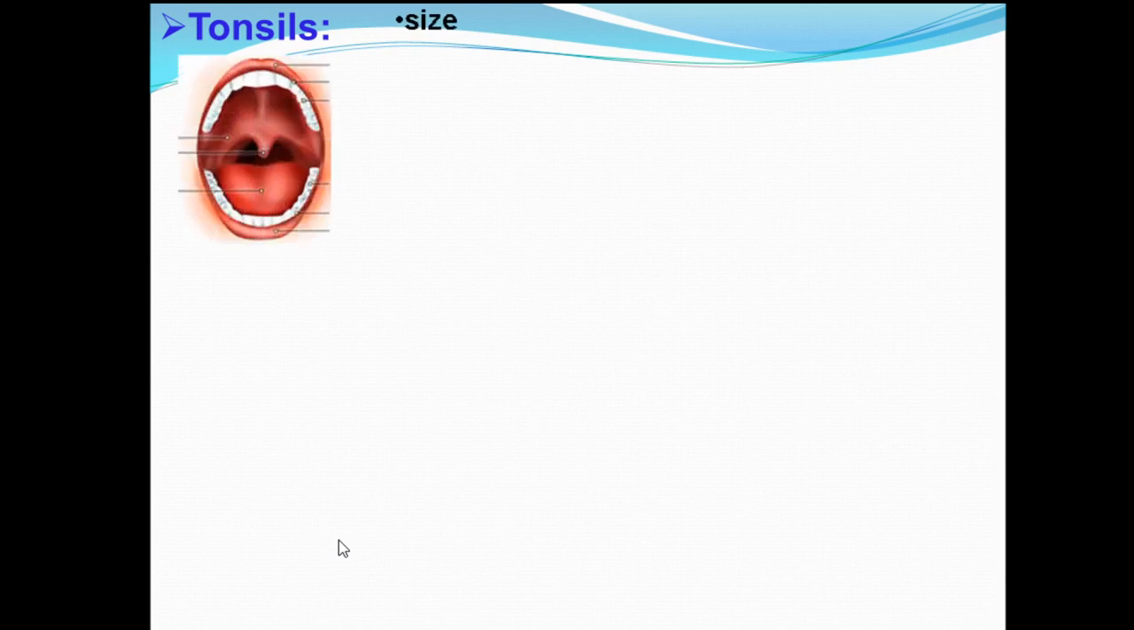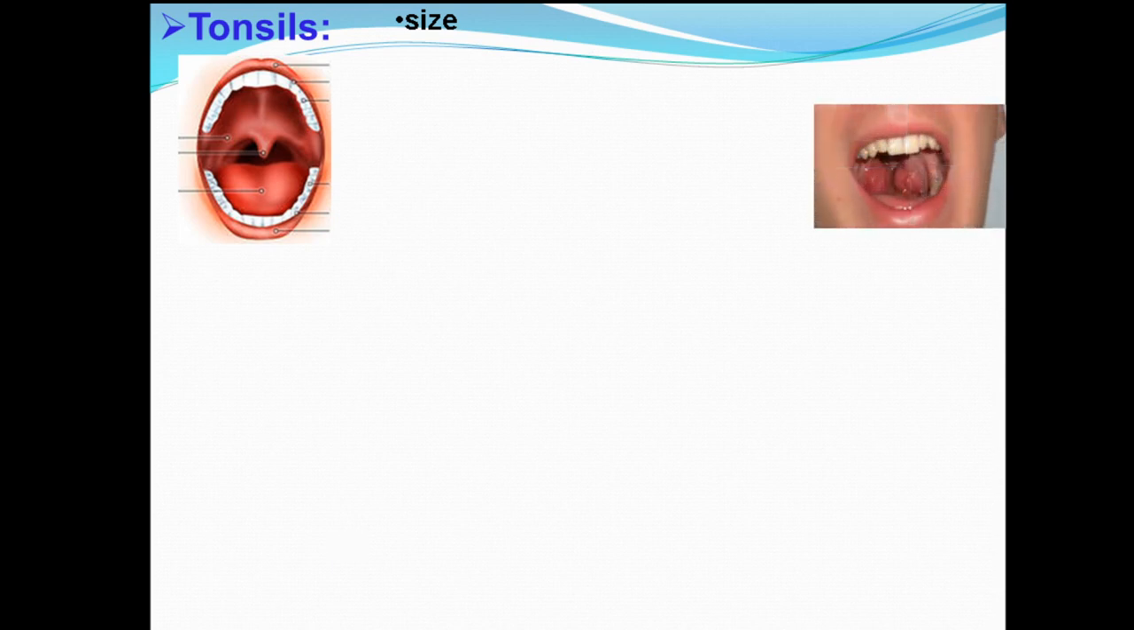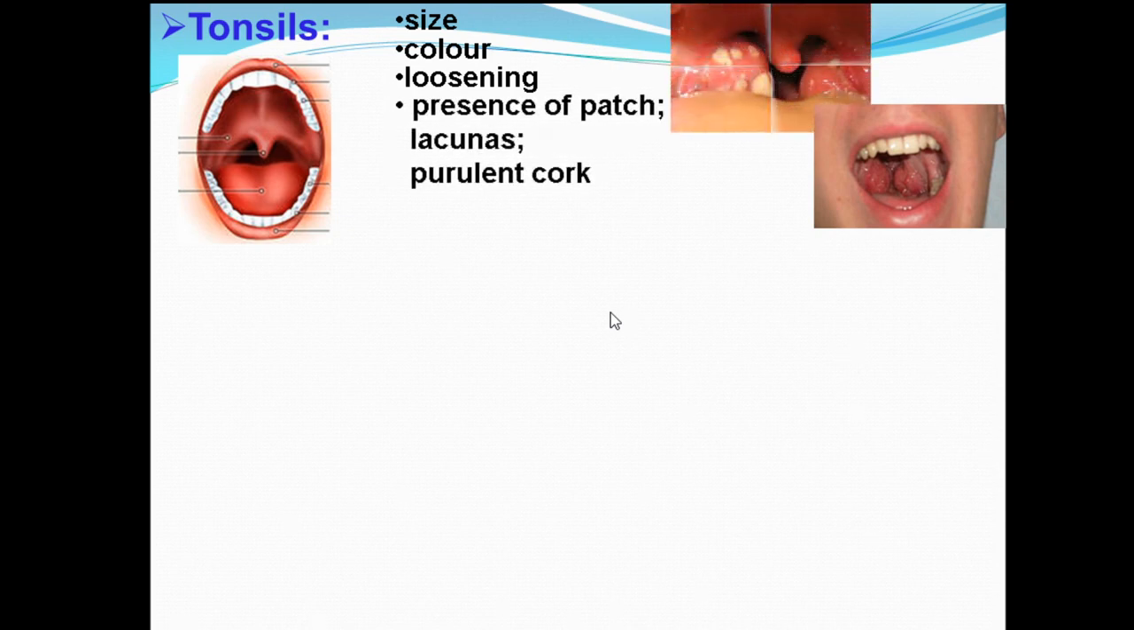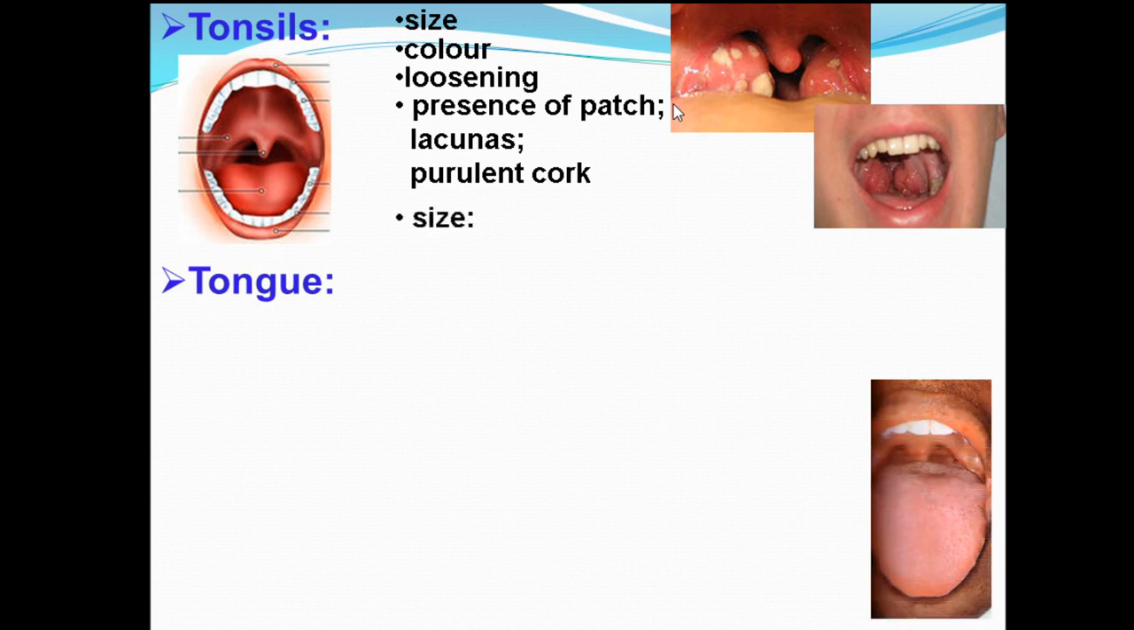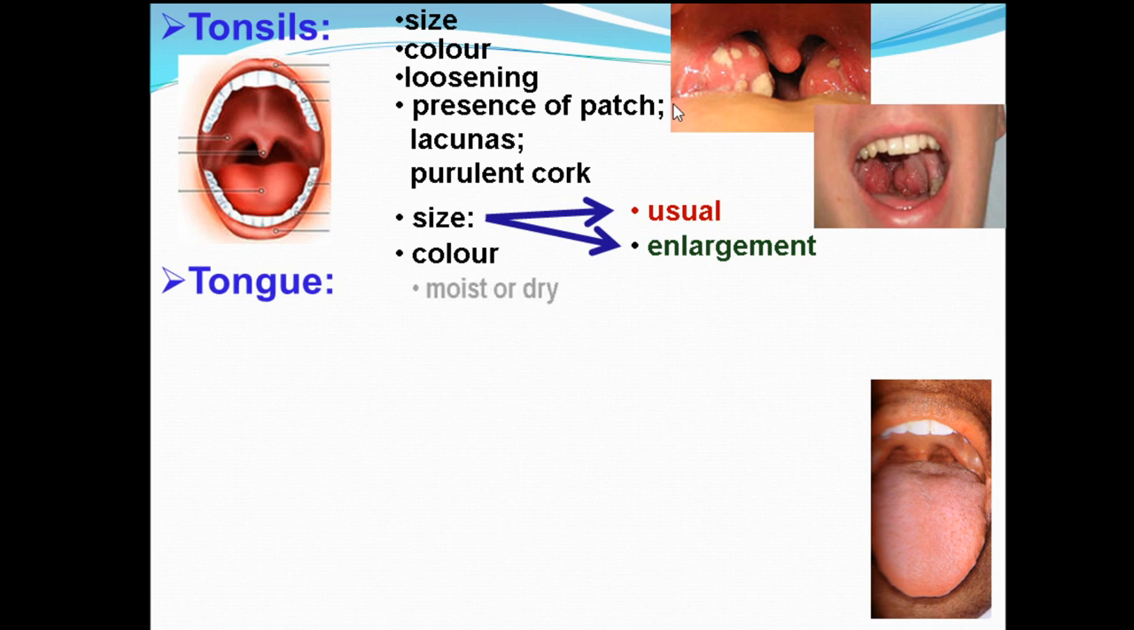Tonsils also may be examined only superficially, but we can see whether their size is increased, because normally tonsils are invisible or slightly visible, and they may change color. We'll pay attention to the presence of patches, lacunae, purulent plugs, which indicate a specific pathology, tonsillitis. And the tongue is a mirror of the digestive system. We'll assess its size, which may be enlarged in patients with some diseases on which we'll stop later. We'll pay attention to color. Obligatorily assess whether it's moist or dry, because dryness of the tongue is a sign of heavy pathology and dehydration.